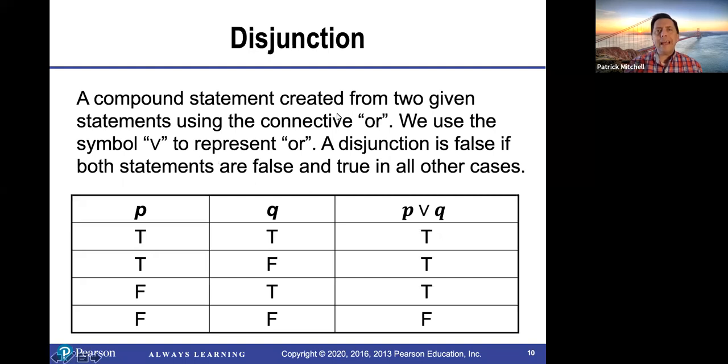All right, then we get into disjunction, a compound statement created from two given statements using the connective or. So disjunction means or. And we use this symbol that does look like a V to represent or. A disjunction is false only if both statements are false, all right?